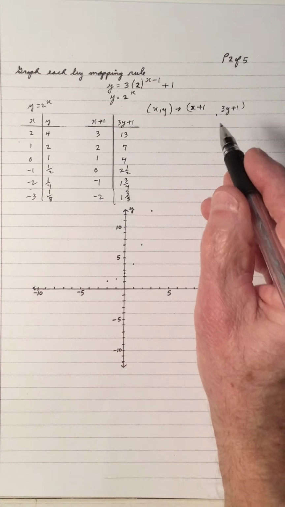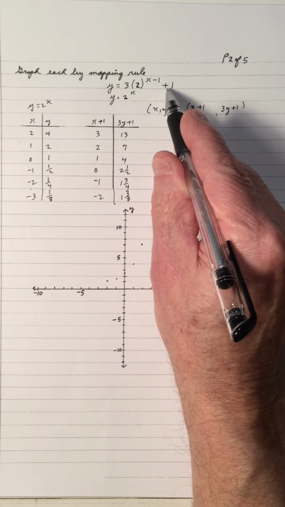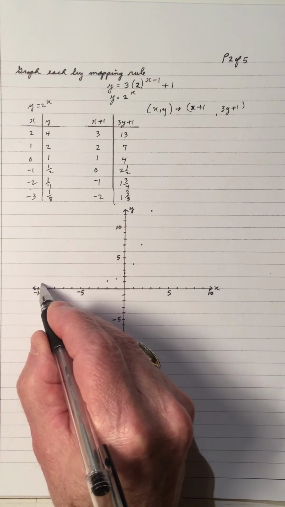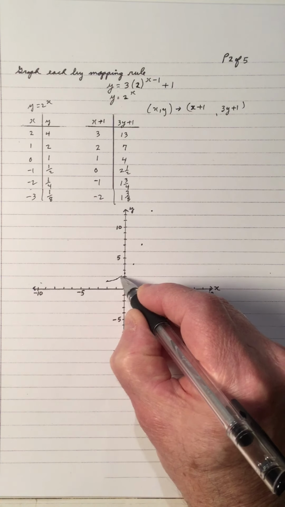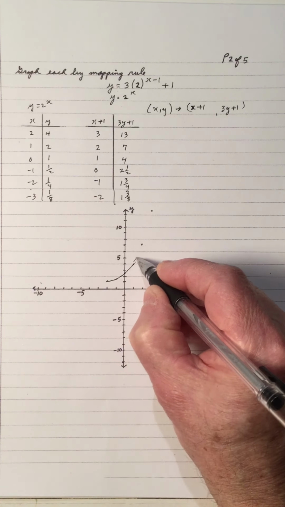So notice that the plus 1 here means that's going to be an asymptote. So if you draw the graph, there it is.